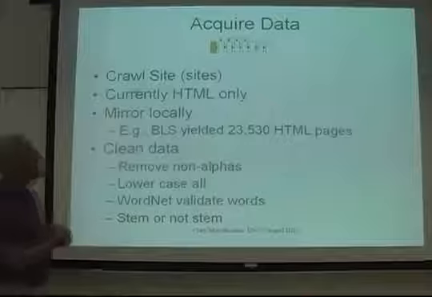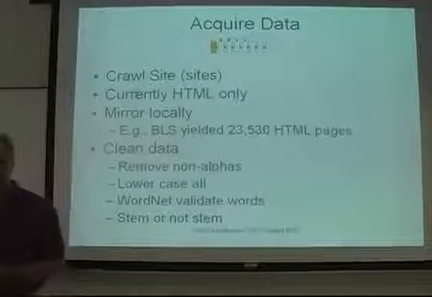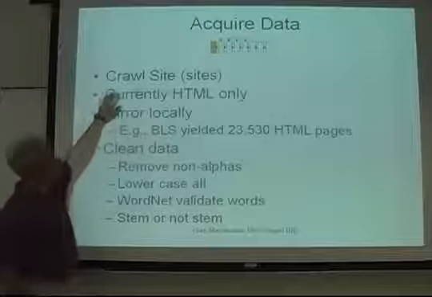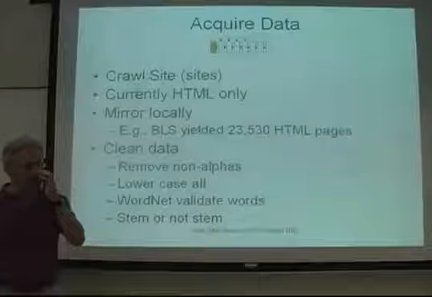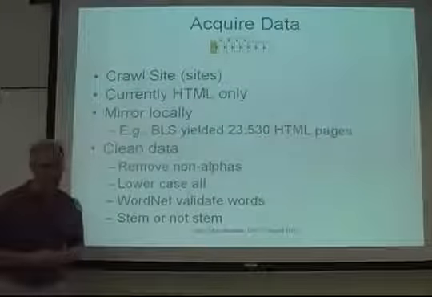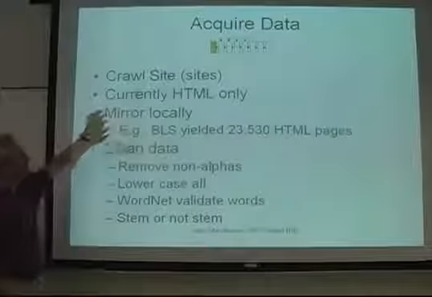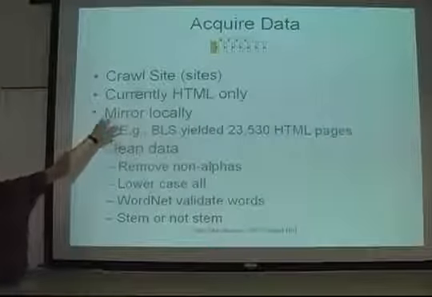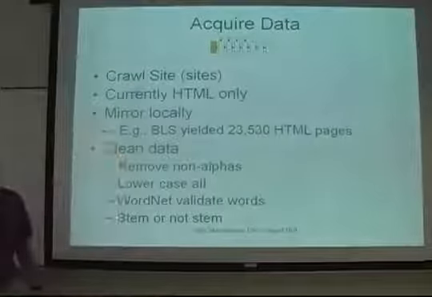So the acquired data set, and now we're talking about some classic information retrieval type work. You crawl the websites using some sort of crawler, and in the case of the BLS, we just did the HTML pages because we were trying to do things as quickly and easily as possible. We mirrored this locally, so we actually downloaded these. This yielded about 23,000 HTML pages.